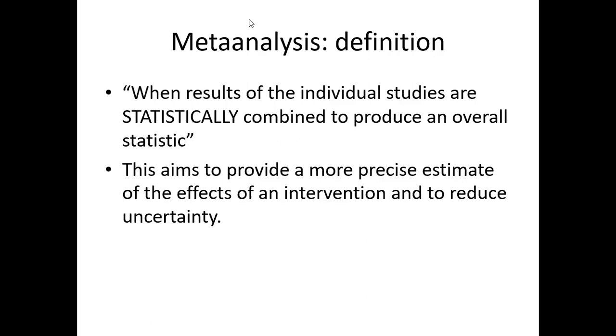So, what's the definition? When the results of individual studies are statistically combined to produce an overall statistic. So, meta-analysis is not enough to combine the data. It's very important to use the statistic to combine those results. And the aim, what we are aiming for, is to provide a more precise estimate of the effect of intervention and to reduce uncertainty.